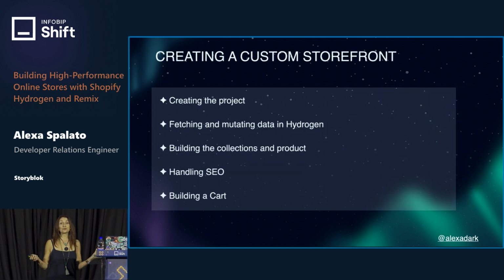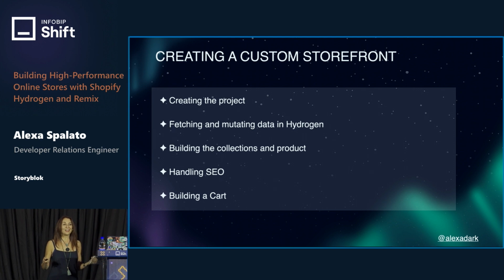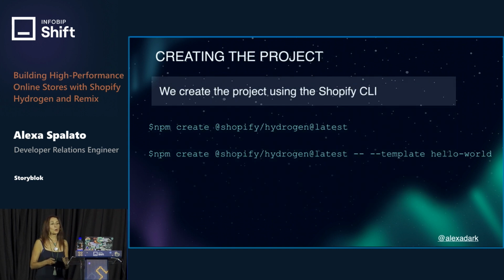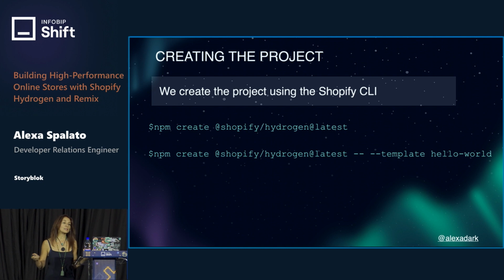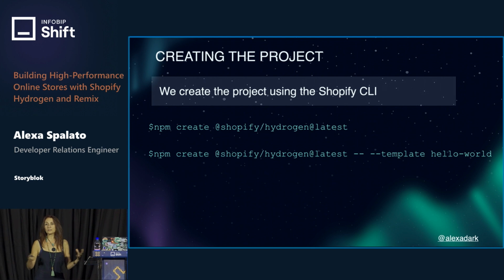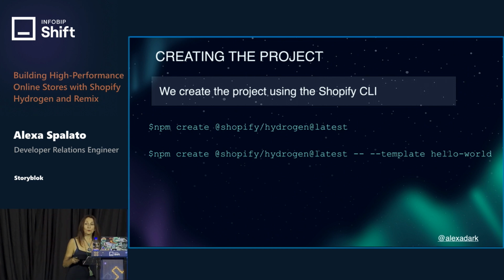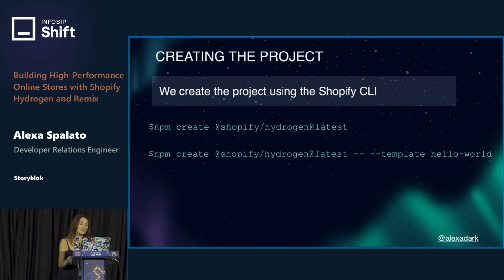So now it's time to build a project and to dive into the code of a storefront using Hydrogen. So first, we are going to create the project using the CLI, so npm create Shopify Hydrogen latest. With this command, we will obtain in 2 minutes a full-featured e-commerce website. But for this project, I have used the Hello World template to see really what we build. But let's see what we get with this command in 2 minutes.